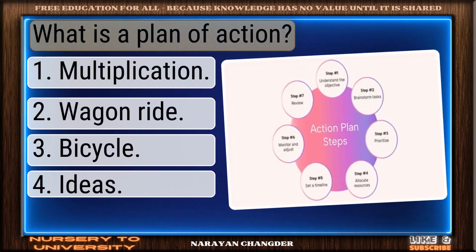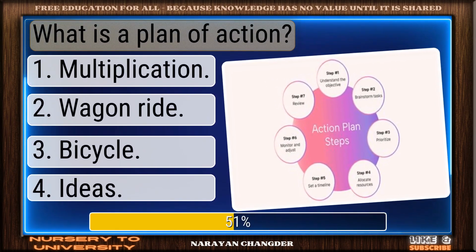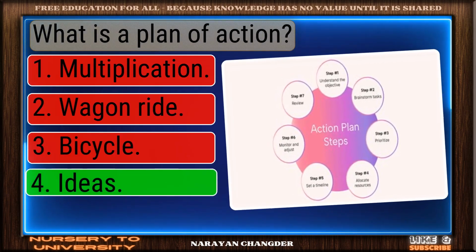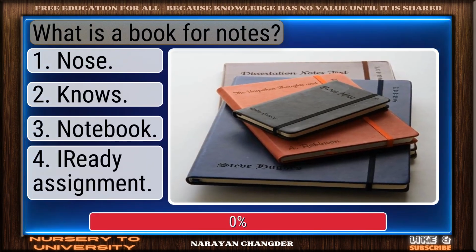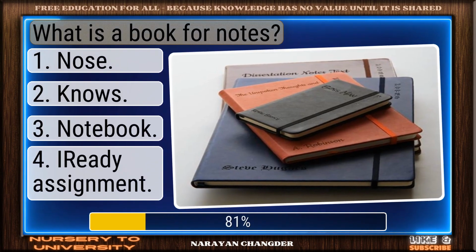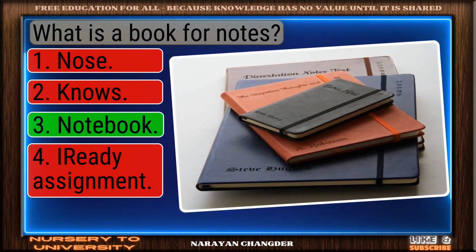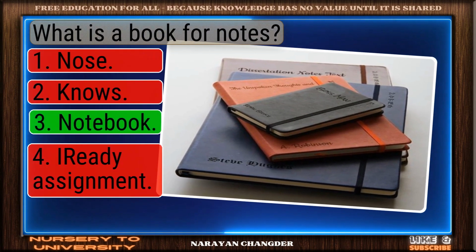What is a plan of action? Bravo. Ideas is the answer. What is a book for notes? Well picked. Notebook is the correct answer.